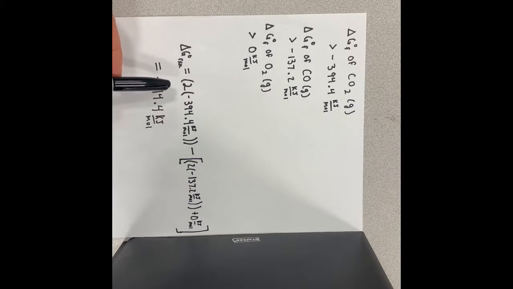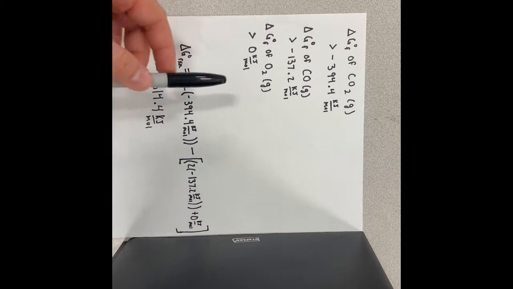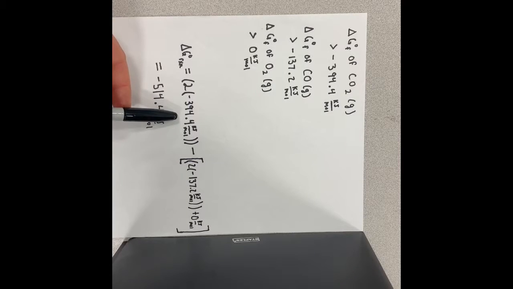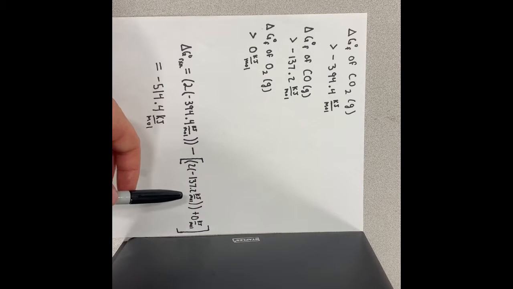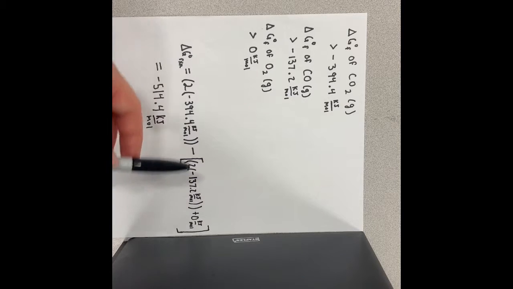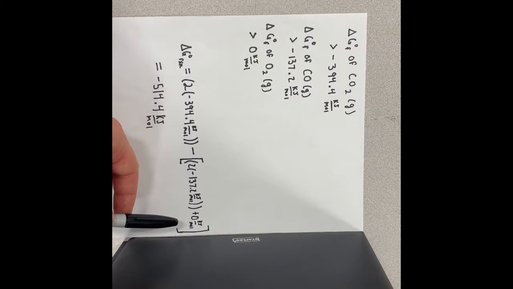Here, I have 2 moles of carbon dioxide multiplied by the delta G of carbon dioxide, subtracted from the number of moles of carbon monoxide multiplied by the delta G of carbon monoxide, added to the delta G of oxygen. And I got an answer of negative 514.4 kilojoules per mole.